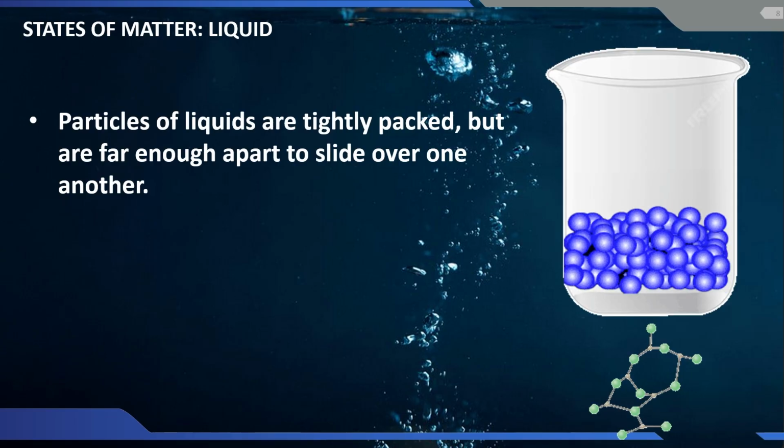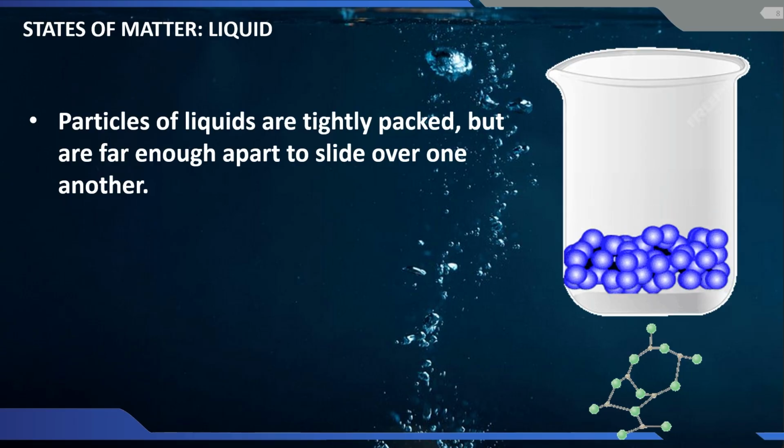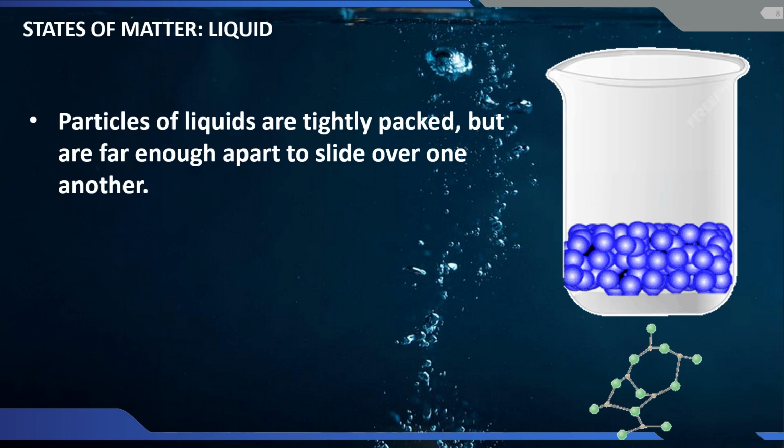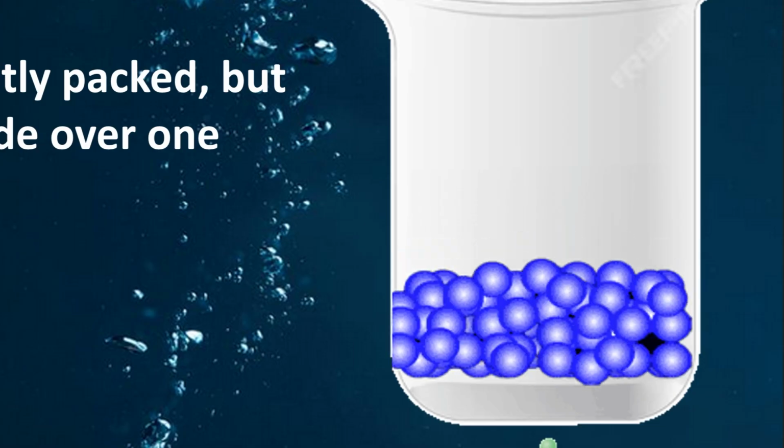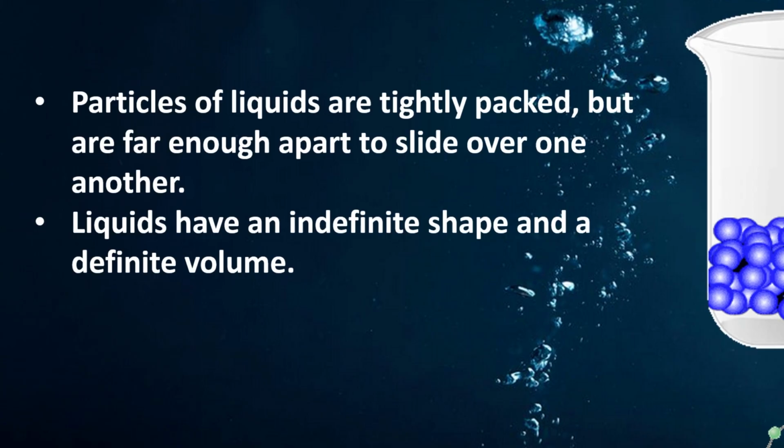The intermolecular forces in liquids are weaker than in solids. This allows the particles to move past one another, but the forces are still strong enough to keep most of the particles in close contact. This gives liquids a definite volume like solids, but they do not have a definite shape. Instead, they take the shape of their container.